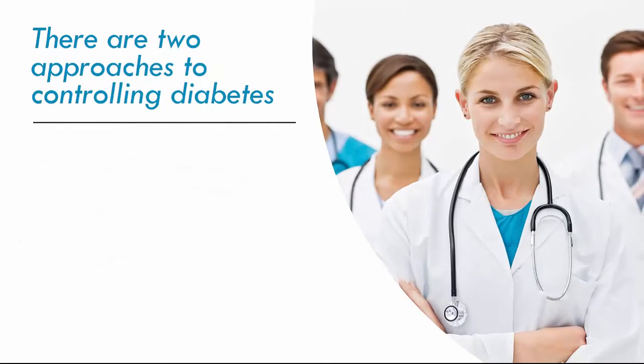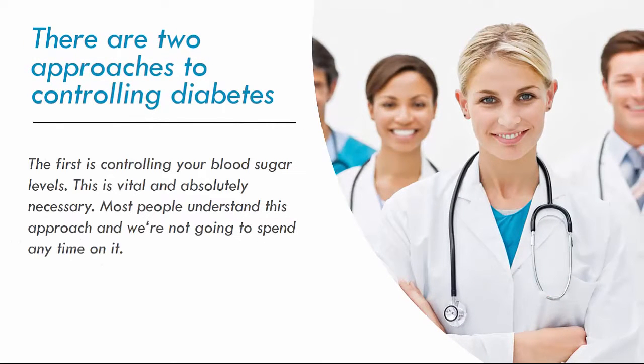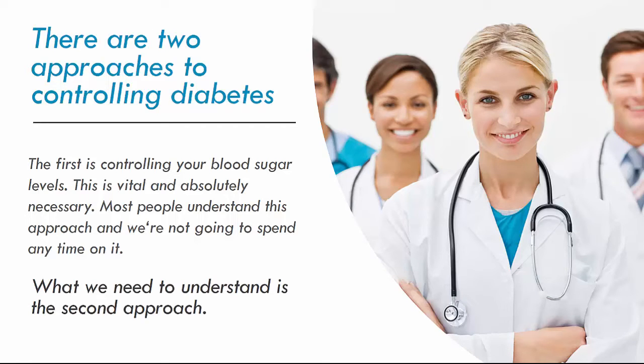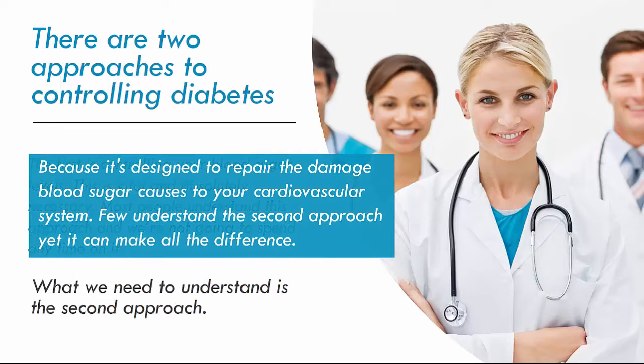There are two approaches to controlling diabetes. The first is controlling your blood sugar levels. This is vital and absolutely necessary. Most people understand this approach, and we're not going to spend any time on it. What you need to understand is the second approach. Why? Because it's designed to repair the damage blood sugar causes to your cardiovascular system. Few understand the second approach, yet it can make all the difference.